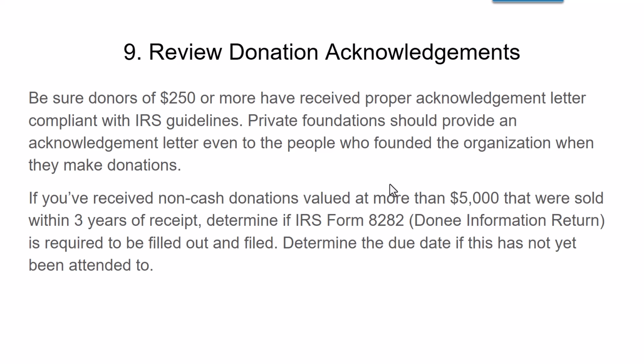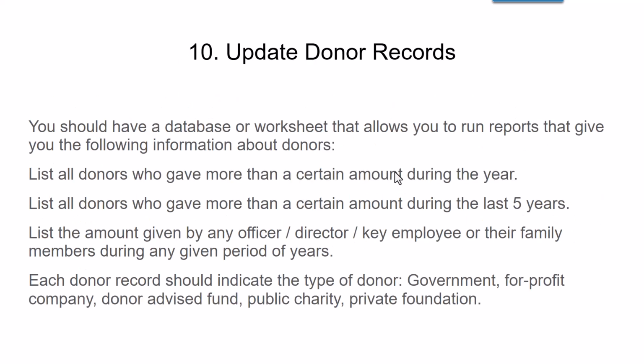And even if you're a private foundation, and this video is really not about private foundations, but if you have a private foundation and you donate money to your own foundation, you still need to have the foundation issue you an acknowledgement letter if you want to take a charitable donation for that. If you're getting non-cash donations and some of them are more than $5,000 and then you turn around and sold those items within 3 years, you may need to do a Form 8282, so you need to check that out.